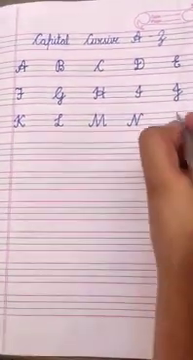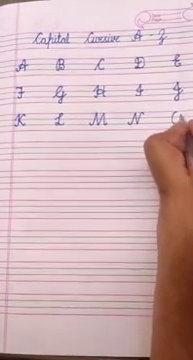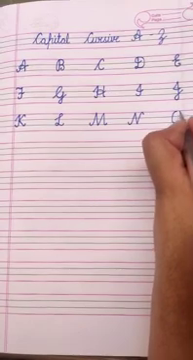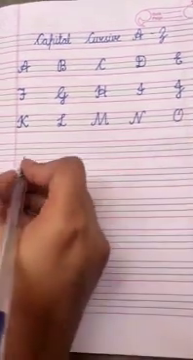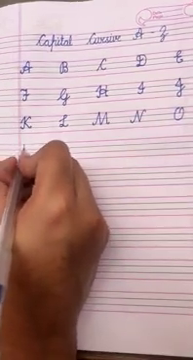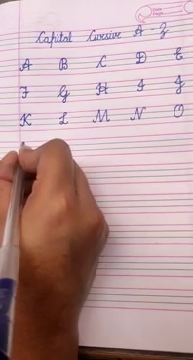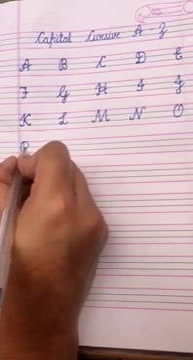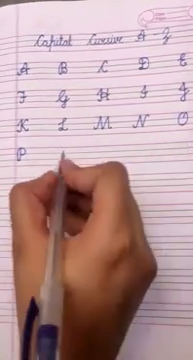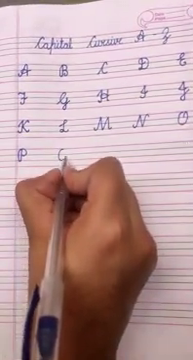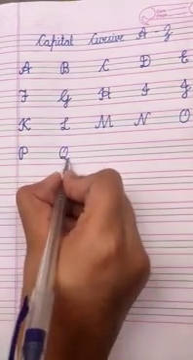Cursive N. Cursive O. From the first line, make a circle like this, don't join the circle and take a turn and touch the second line. Cursive O. Cursive P. From the first line, make a standing line, take a turn, go back, again make a standing line and then make a half curve. Cursive P. Cursive Q. Just like cursive O, you have to make a circle like this and then from the third line, take a turn like this.